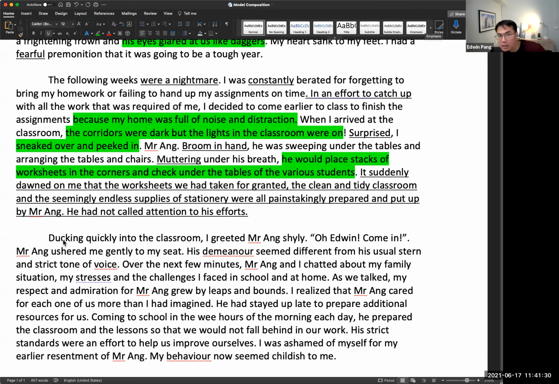Ducking is like, I quickly, I don't want to draw attention to myself. I quickly sneak into the classroom. Again, this is starting with the present participle, -ing. And then shyly, this is an adverb that tells you how I greeted Mr. Ang, not boldly, not in a very confident manner, but a bit shy because I'm not sure what's going on. And then gently is another adverb that tells me that Mr. Ang is not usually gentle. He's usually very fierce. But in this case, when I'm alone and I've just come early, he is a very gentle person. He speaks to me very nicely.